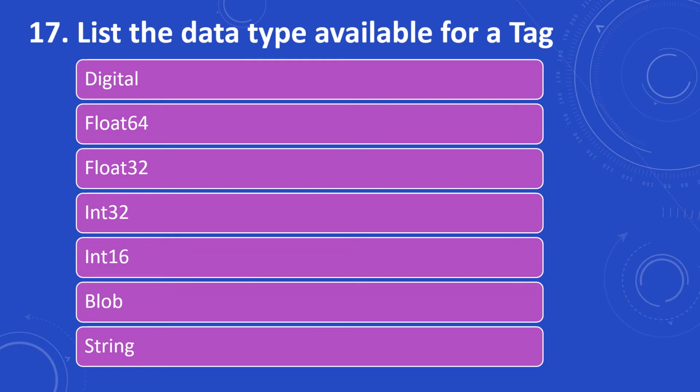List the data types available for a tag. With respect to the data types available for a tag, we have digital, float64, float32, int32, int16, blob, that is binary large object, and string.